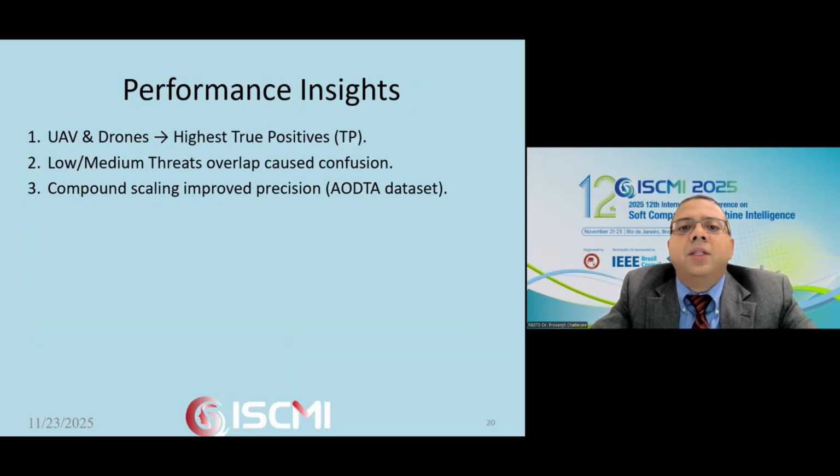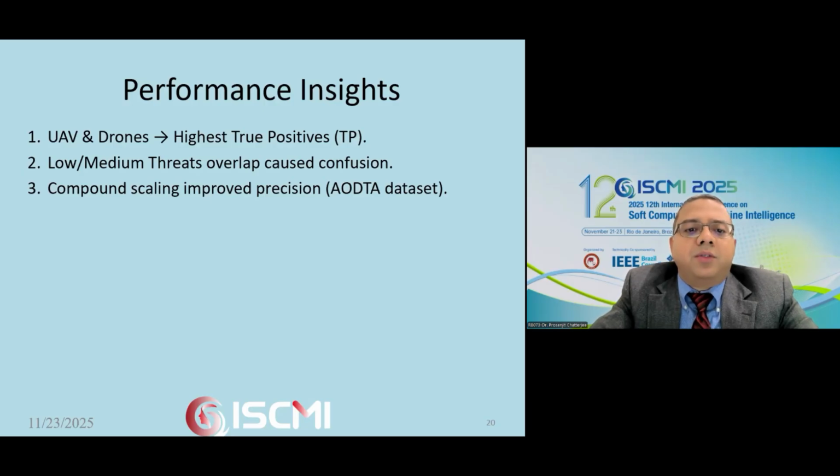Now in the performance insights, we observed that UAVs and drones show high true positive rates, while low and medium threat overlap causes confusion. EfficientNet-B4 compound scaling improves performance. Data balance plays a major role in accuracy, and this reinforces the significance of dataset design.